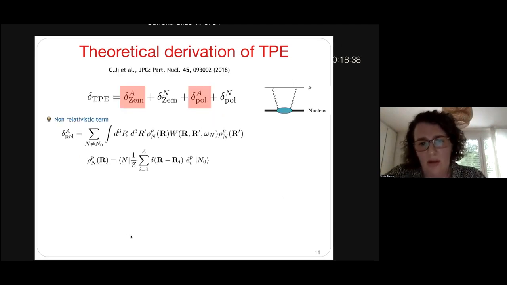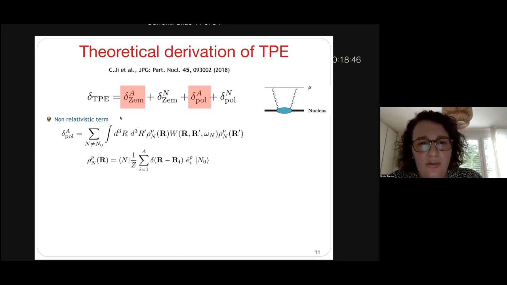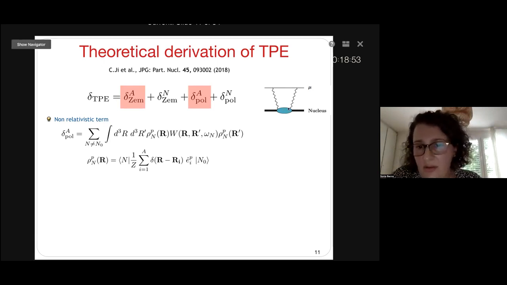The details of how to calculate that, we wrote in this review. I just tried to make the long story brief. First of all, there are elastic terms that are called Zemach terms. These are those where the nucleus remains in the ground state.